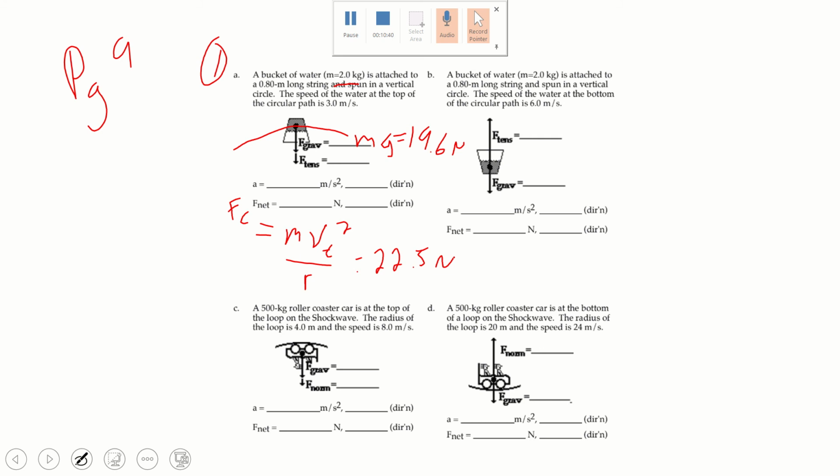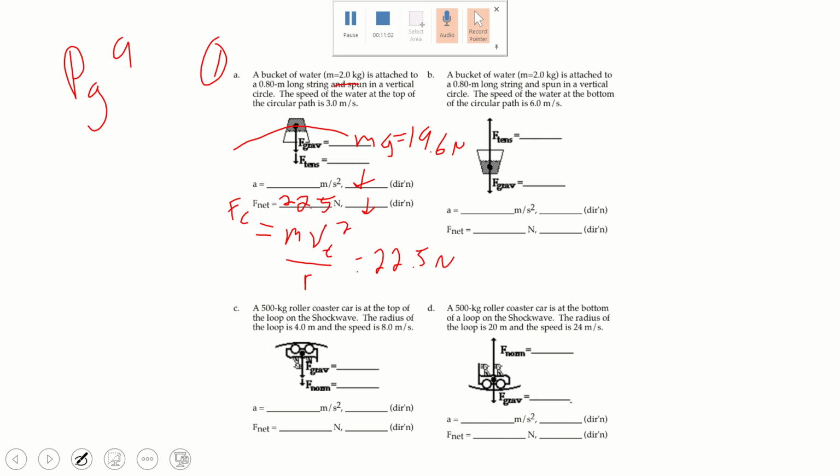Okay, so we can write that in there. So that is the total amount of center-seeking force we need. And it's, of course, directed towards the center, because that's where the center of the circle is. And remember, wherever the net force is going, that is also where the acceleration is going. So, the next on this list, we're going to figure out that tension.